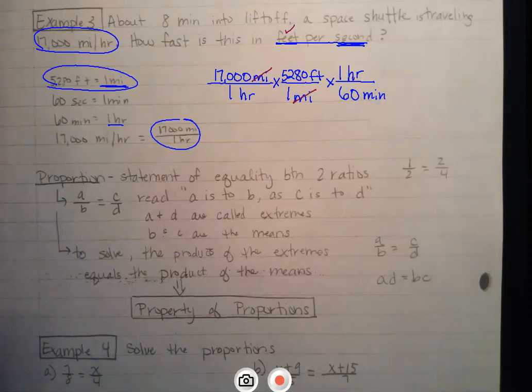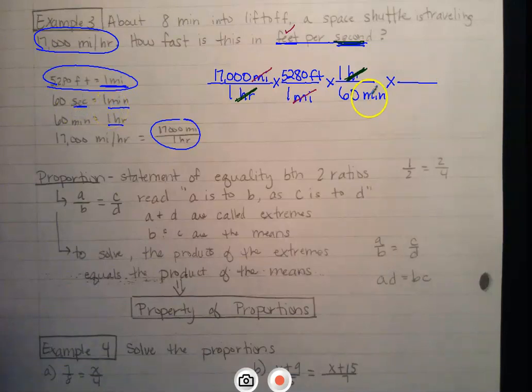Okay, so at this point, my hour in the denominator and my hour in the numerator cancel. So I'm currently left with feet for one unit and minutes for my next unit, but I still want seconds, so I'm not done. I need to multiply by another unit multiplier. Okay, so this one has minutes to seconds. That's what I'm going for.